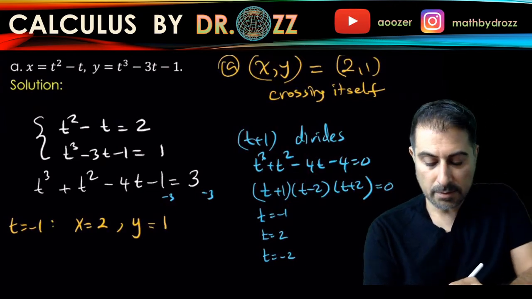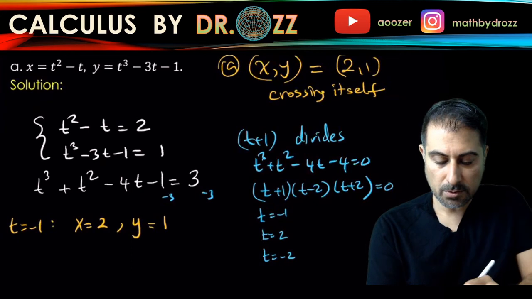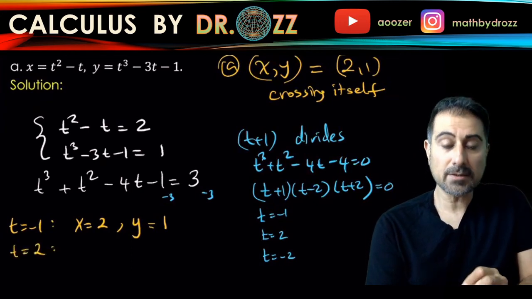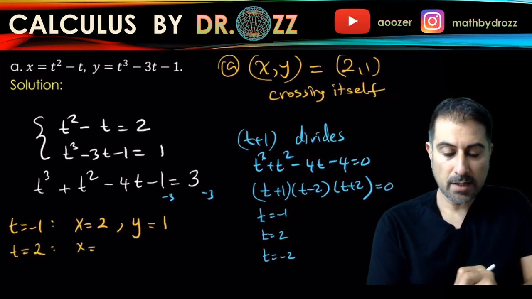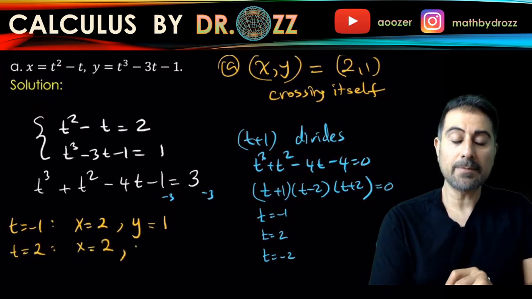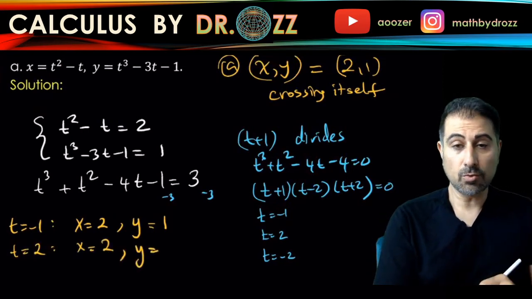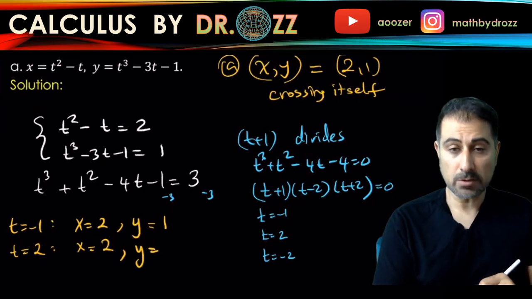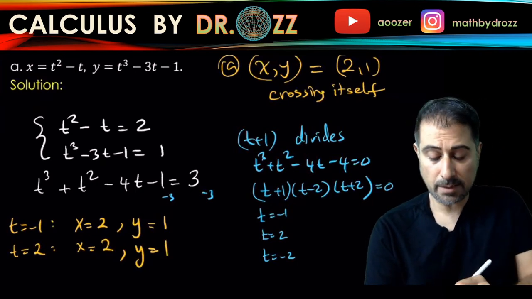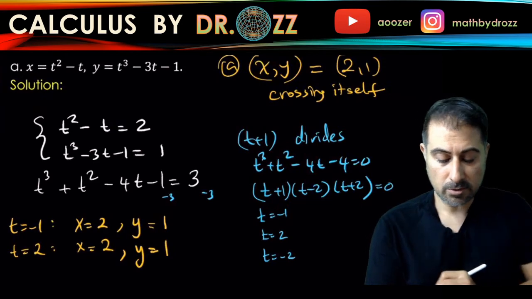Okay, how about t equals 2? For t equals 2, x is going to be 2 squared minus 2. That's 2. And y is 2 cubed minus 3 times 2 minus 1, and that takes you to 1. Okay, so you can just convince yourself. You can pause the video anytime, by the way, and convince yourself.